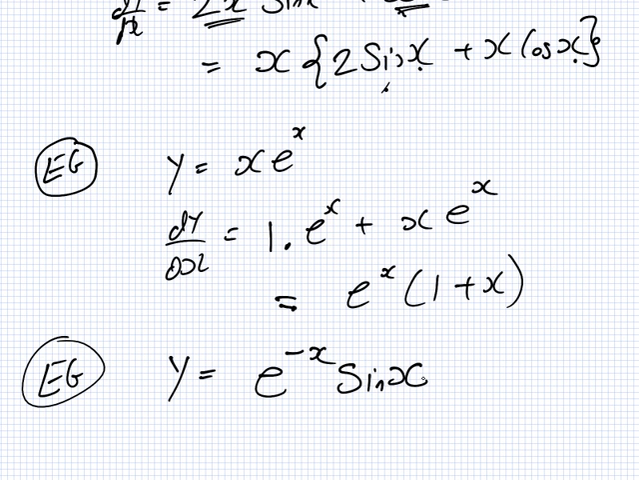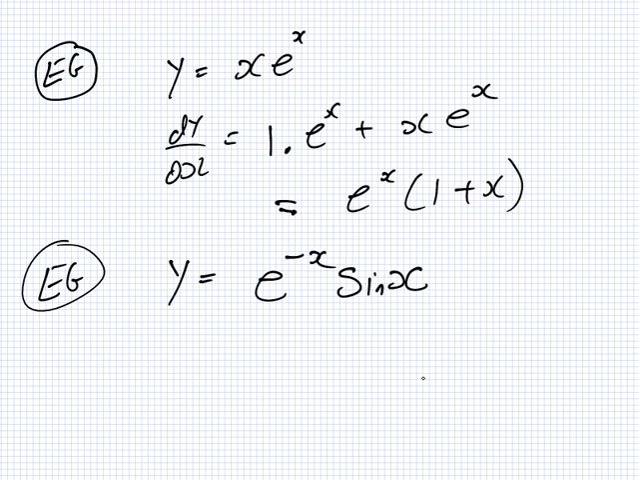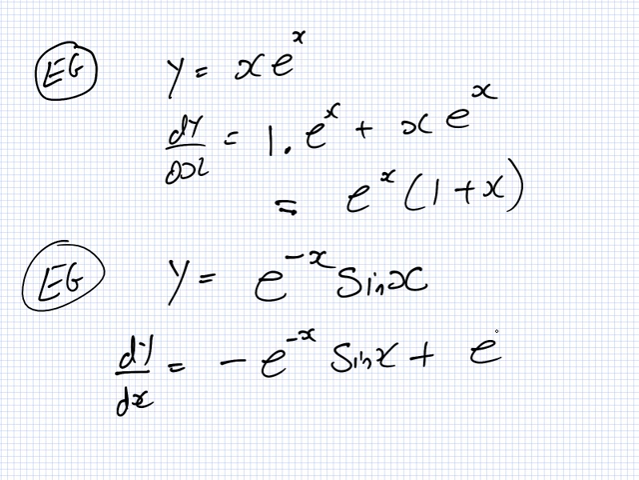You have answers? Vaughn, do you have an answer? Okay, so what's the first part? Minus e^(-x) sin x, plus e^(-x) cos x. If you want, you can take out e^(-x), leaving cos x minus sin x.